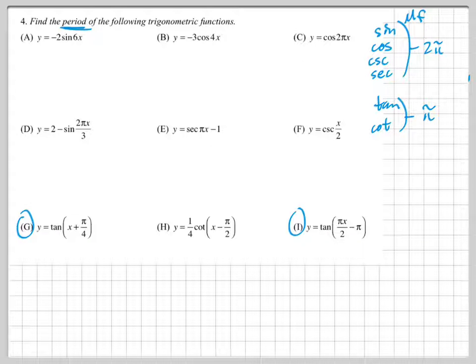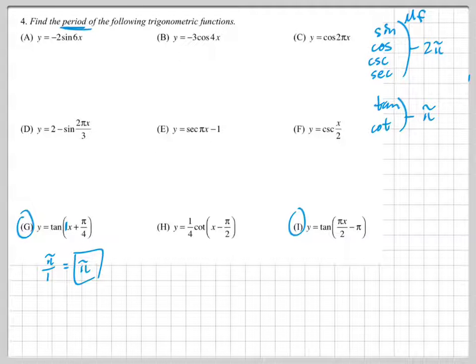So being familiar with these mother functions really helps with finding periods. They are related to finding the period. So let's first look at G. In G, we have a 1 multiplying the x. So there's not that much work to be done here, because what you would do is take the number that's multiplying x and, because it's tangent, divide pi by the 1. And that should be your period for this function.